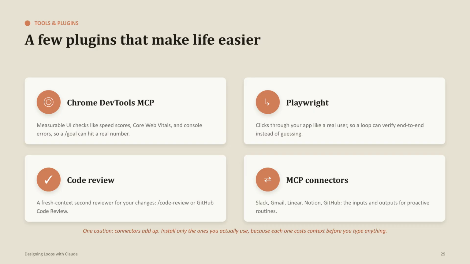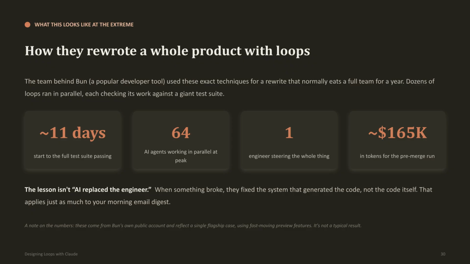Finally, leverage tools and plugins like Chrome DevTools or Playwright to give your loops eyes and hands. Just remember to be selective. Adding too many connectors can eat up your context window unnecessarily. At the extreme, companies like Bun have used these techniques to perform massive rewrites with just a single engineer steering the loops. The lesson isn't that AI replaces you, it's that you can design systems that handle the heavy lifting.